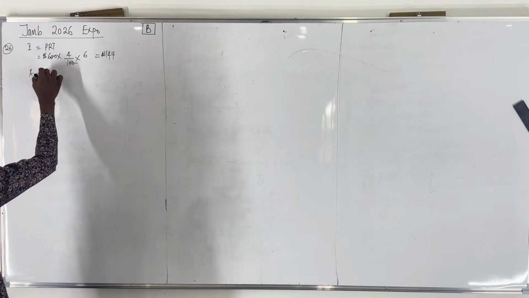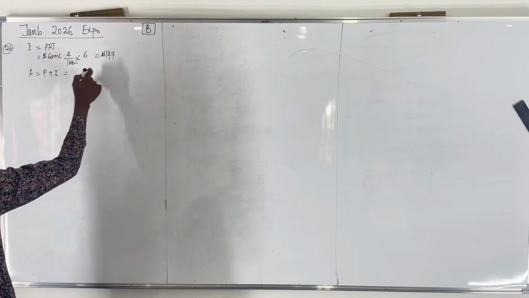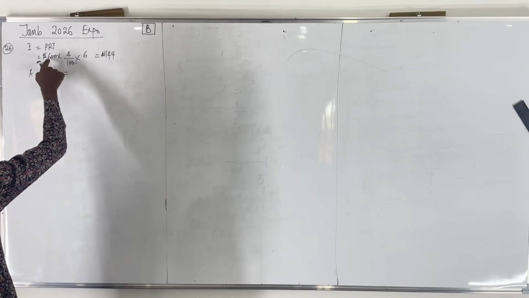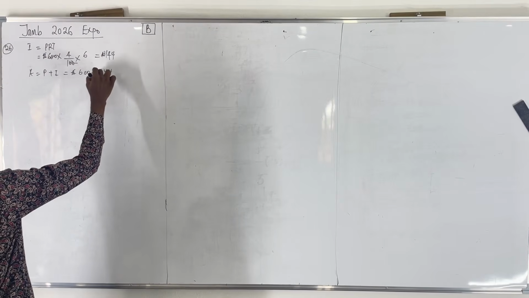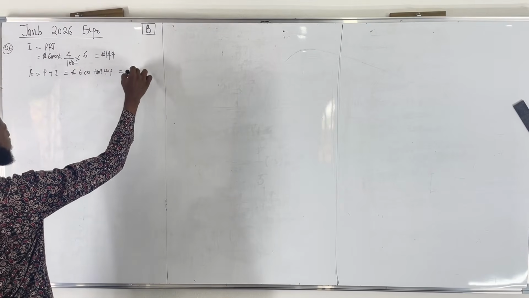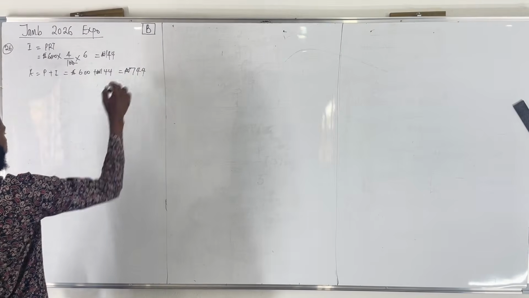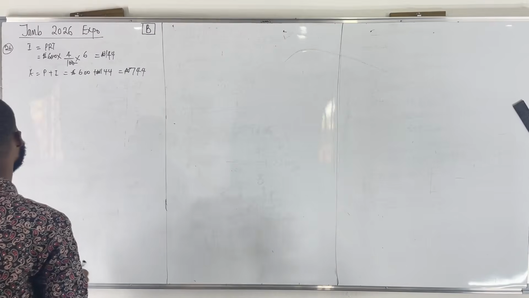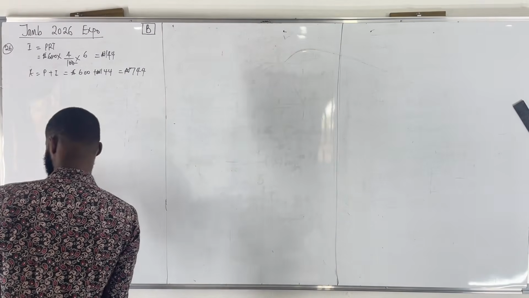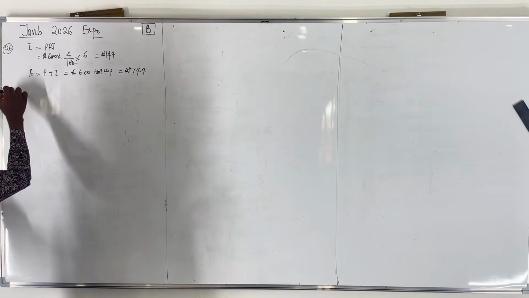Now amount is principal plus interest. So you're going to add the principal amount. So that will be 600 plus 144. Now when you add this up, you should be getting 744. So that will be the answer to the equation. So C will be the correct answer. The next one will be question 27.